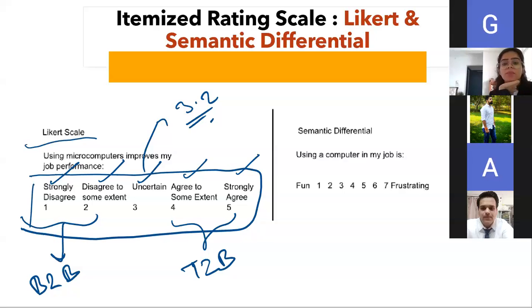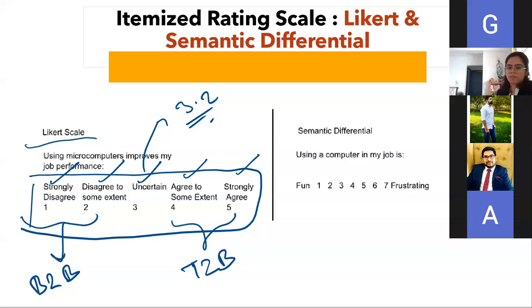But what does that mean? They are uncertain about it. They are uncertain. They are not going to any extremities. Neither are they in disagreement nor in agreement. And it can happen because of some error also. We will discuss that in the next session, what kind of error it is called. But a good way of analyzing this kind of data is not to go with the mean, but to check your top two box and bottom two box.